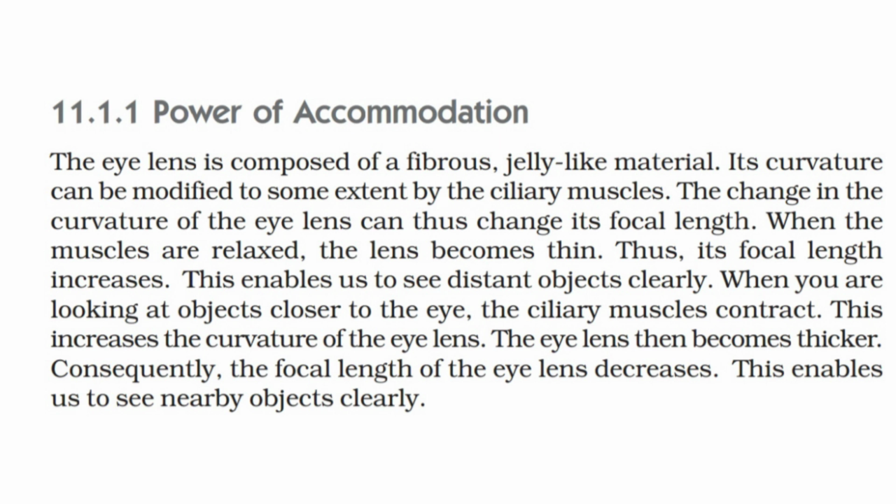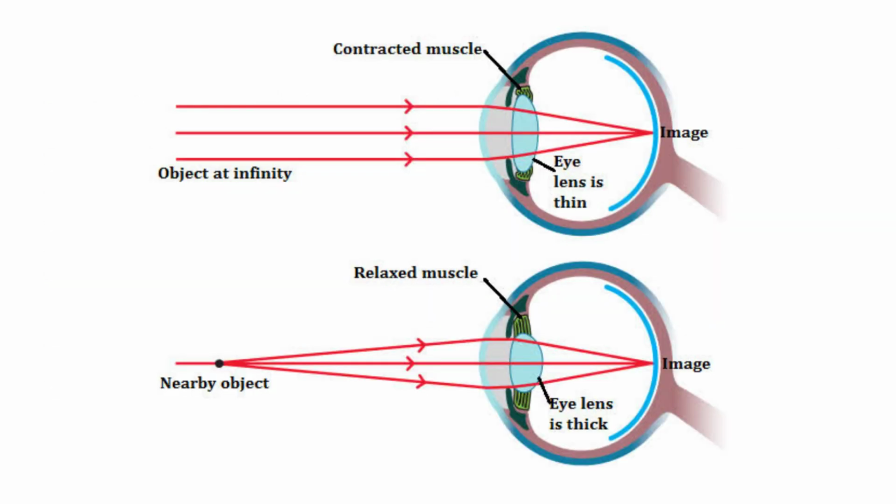See the next one. When you are looking at objects closer to the eye, the ciliary muscles contract, which increases the curvature of the eye lens. The eye lens then becomes thicker. Consequently, the focal length of the eye lens decreases. This enables us to see near objects clearly. That means the focal length decreases, the eye lens becomes thicker, and the curvature of the lens increases. Then we can observe nearby objects.